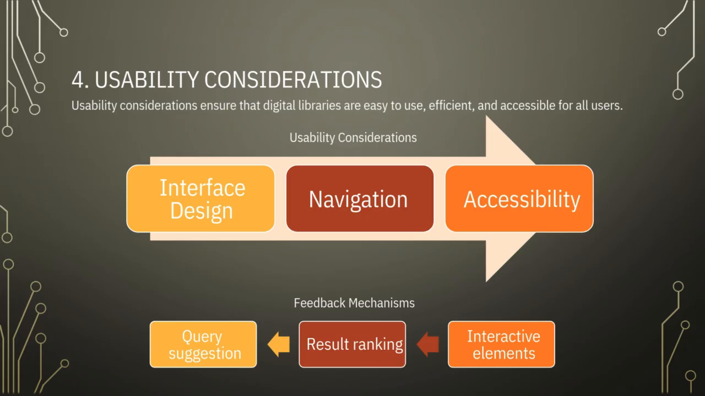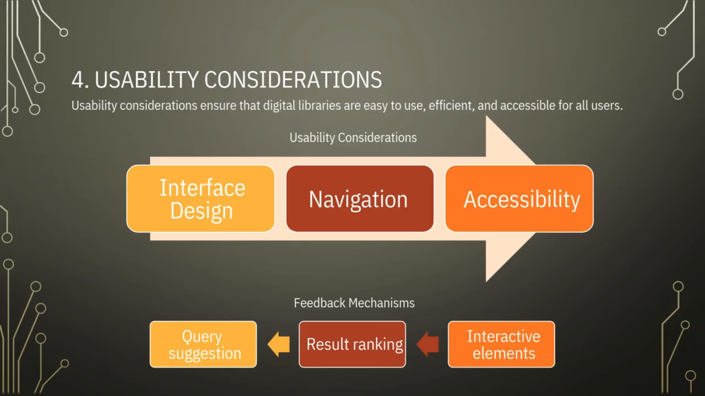Feedback mechanisms also play an important role in usability. Feedback helps users understand how the system is responding to their actions. One example is query suggestion, where the system offers suggested search terms as users type. This assists users who may be unsure of the correct keywords to use. Another example is result ranking. Search results should be ordered so that the most relevant items appear first. Effective ranking saves users time and helps them locate useful information quickly.